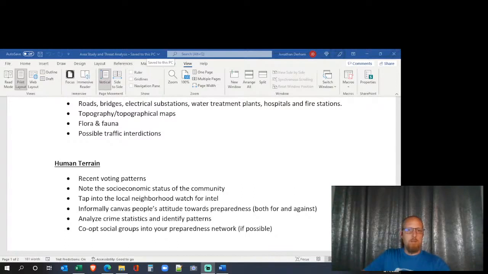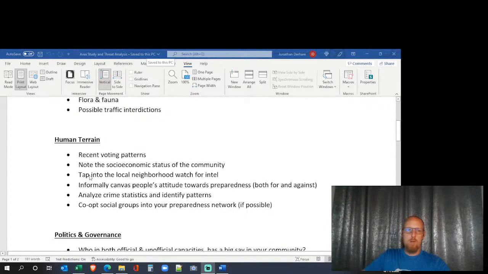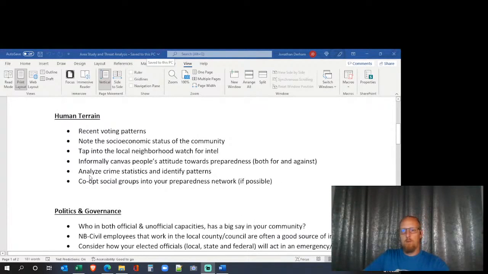Mike talks about the human terrain. What are the recent voting patterns of the area that you're in? Because let's face it, your voting patterns and the politics are going to dictate what happens in your area. Now, I'm not talking just like, oh, who did they vote for president, but what are the local elections like? What kind of people are being voted in for sheriff? What kind of people are being voted in for the local office? Your city council, your mayor, what kind of policies do they support?